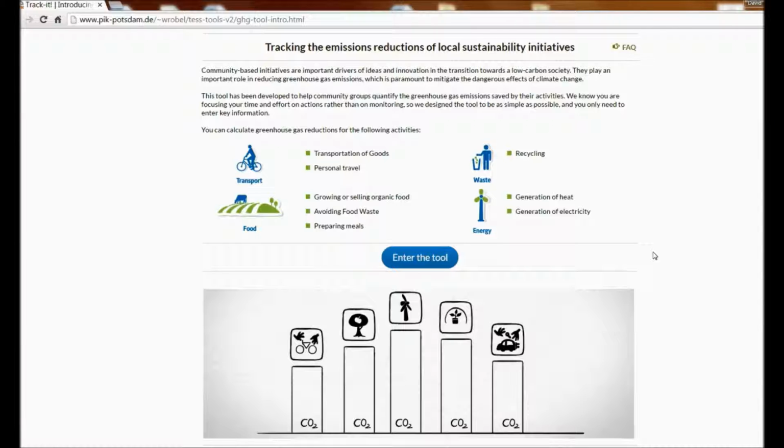As part of this project, we've developed the Track It tool, which attempts to calculate the greenhouse gas emissions that are effectively reduced through your sustainability initiatives. So I will run you through the general methodology and the main features of this tool.